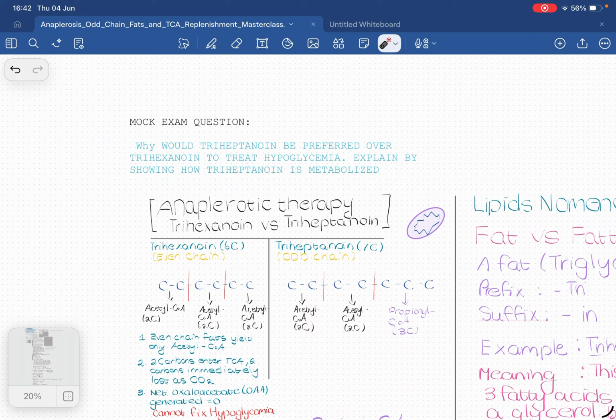I'm just basically going to present to you questions that I've encountered and did not necessarily know how to approach the first time. So this was from a mock exam. What they asked is, why would triheptanoin be preferred over trihexanoin to treat hypoglycemia? And you should explain it by showing how triheptanoin is metabolized.